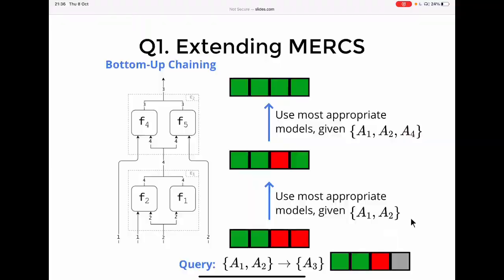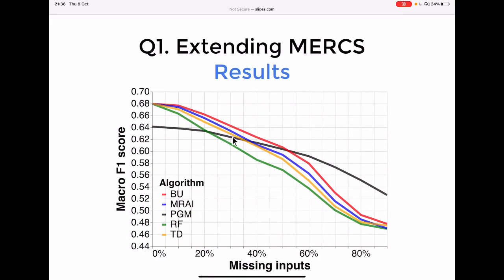And then the algorithm terminates. So the chaining is that these 2 guys actually helped the guys that came after them in the chain to arrive at their prediction. What you get from this is more robustness to missing values. On the x-axis, you always see more missing input attributes. And then you see that the green line, the baseline, actually drops in performance quite sharply. The red line, which is the bottom-up chaining strategy, drops way more slowly.